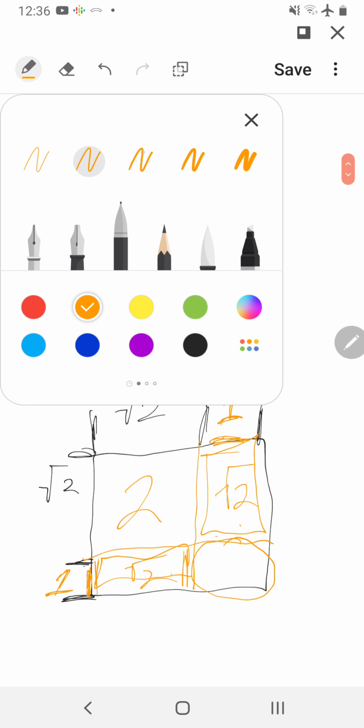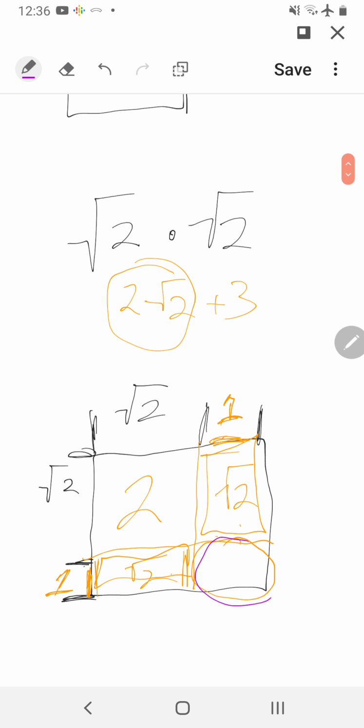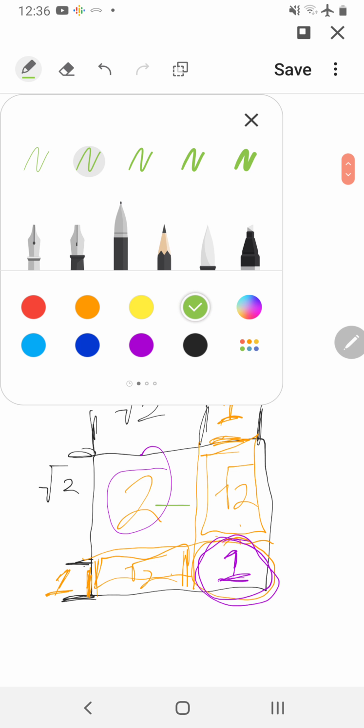Let me switch colors again. This section is all that's left. And our target is 3. Well, we already have 2, so we would like this to be a 1. And now we have it. Let's check one more time for fun.